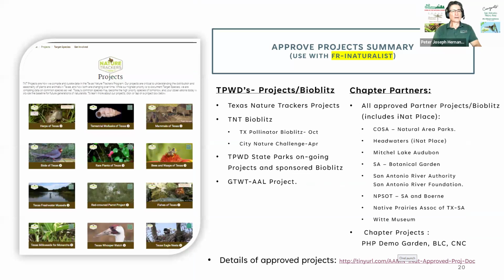Okay, so what are the approved projects? What can we use? These are basically the approved projects. There are 12 projects over here. The Texas Nature Trackers, like the herps of Texas, the birds of Texas. There are many more. I do know, talking to Craig, that some of these will be changing. I think the bees and wasps of Texas will be changing, rare plants and so forth, and I think the eagle's nest will also change. They will still be open to us to add to, but they want us to refocus on other projects.